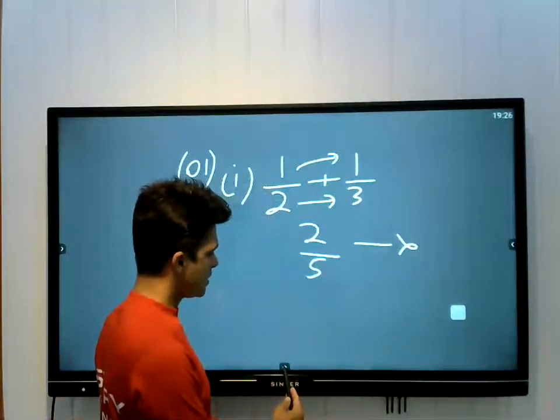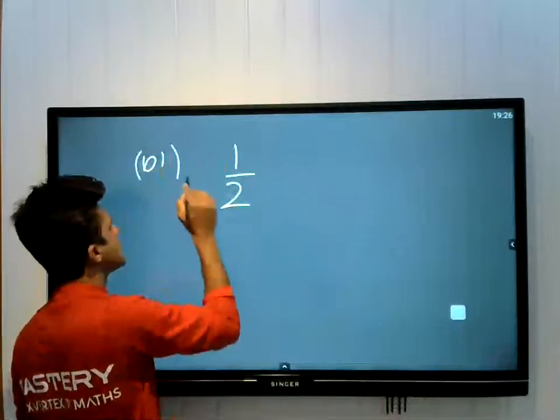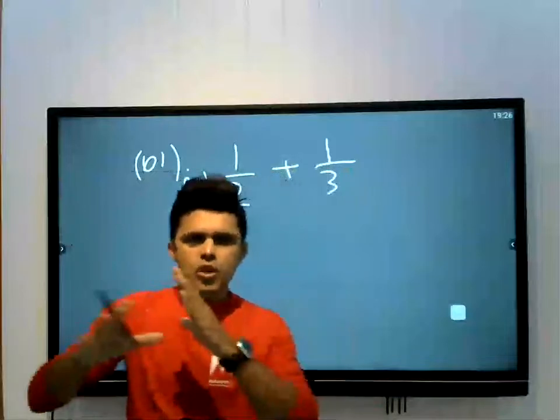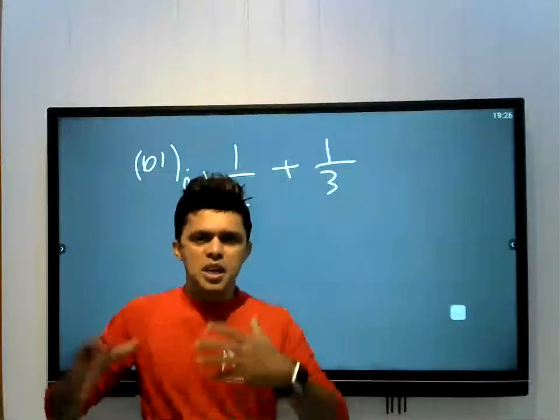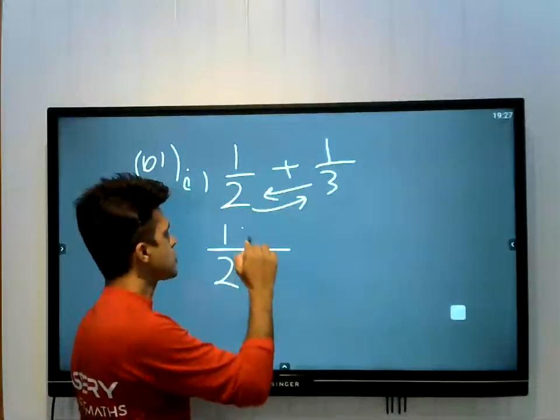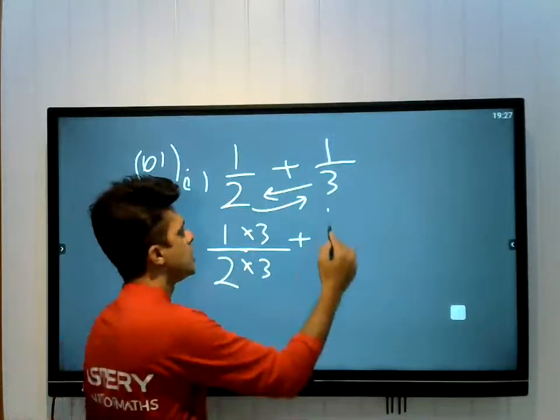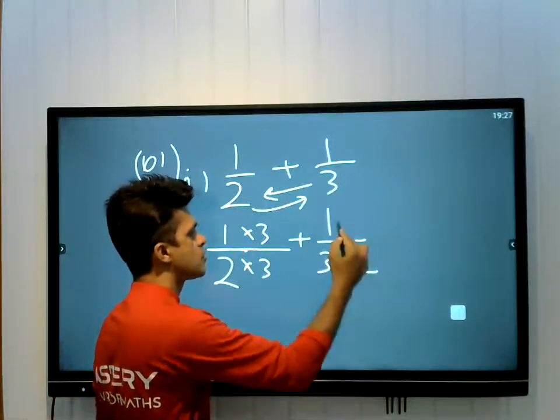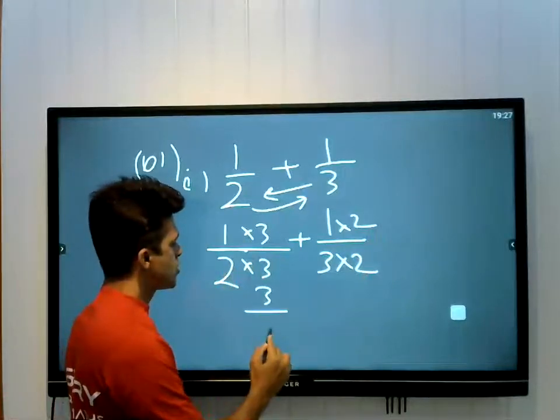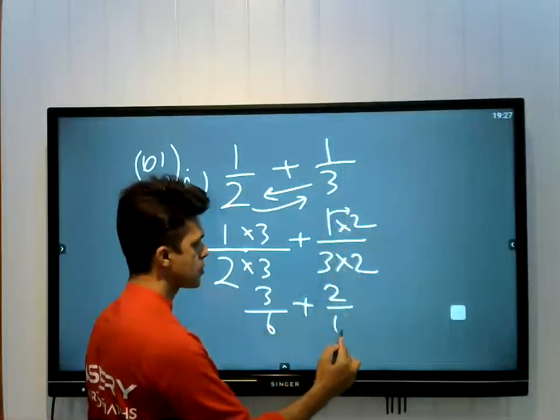This type of question can be done with half plus one third. You need to make these fractions into a common denominator. How can you do this? For the half, multiply 2 times 3 and 1 times 3. For one third, 3 times 2 and 1 times 2. So 1 times 3 is 3, 2 times 3 is 6. Here 1 times 2 is 2, 3 times 2 is 6.